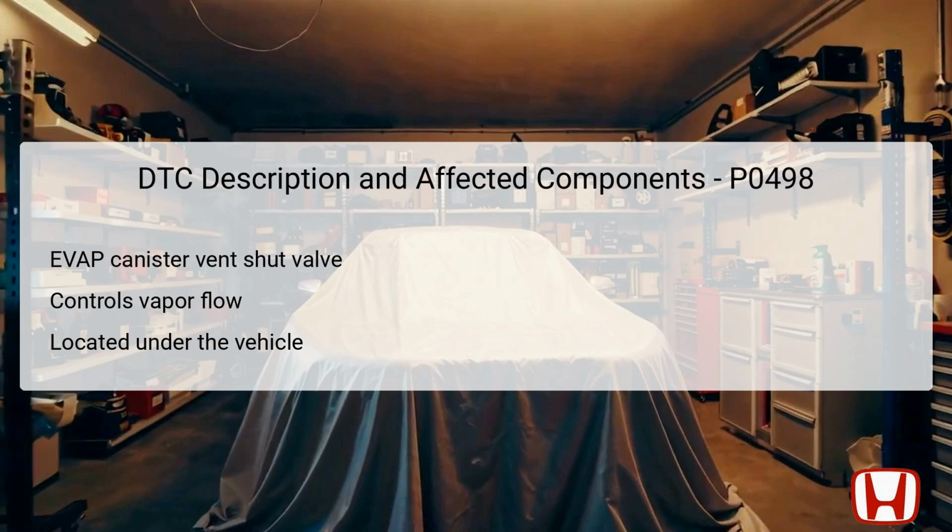The DTC P0498 indicates that the ECU has identified an issue where the voltage in the circuit controlling this valve is low. It is essential to inspect both the valve and its connection to the powertrain control module, PCM, as faulty wiring or poor connections may result in dropped voltage. Understanding the positioning and purpose of this valve will simplify troubleshooting steps.